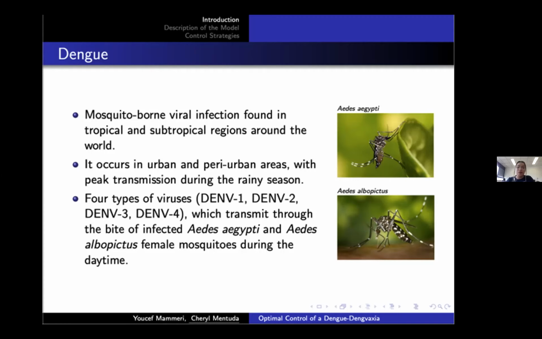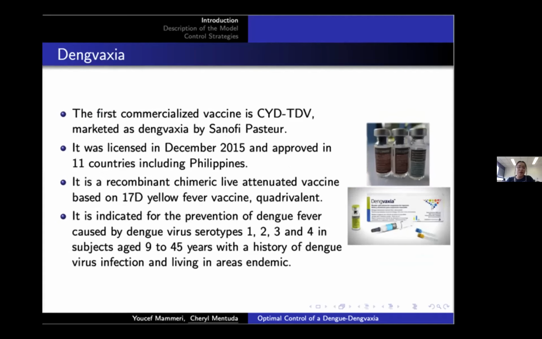But when infected for a second time with a different type of virus, a more severe form of disease will occur, known as dengue hemorrhagic fever. Efforts to develop a vaccine against dengue have been ongoing for decades. The first commercialized vaccine is CYD-TDV, also known as the dengue vaccine by Sanofi Pasteur.